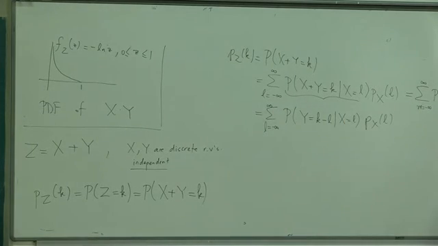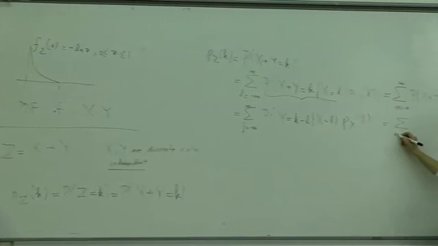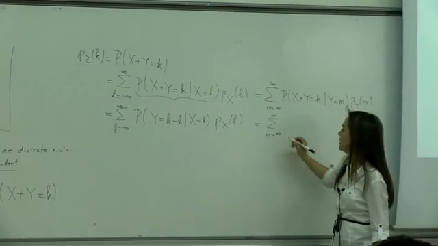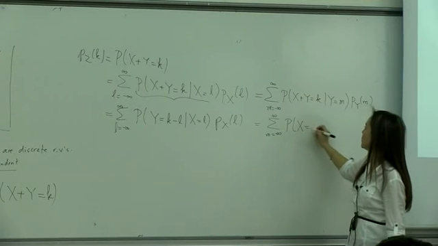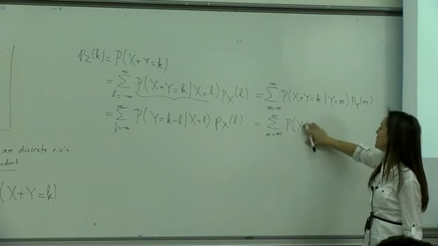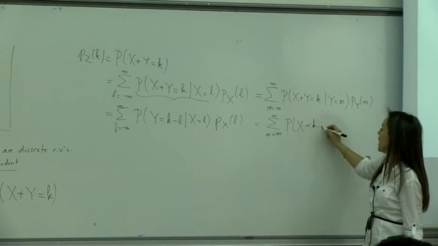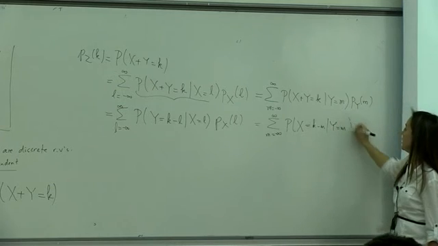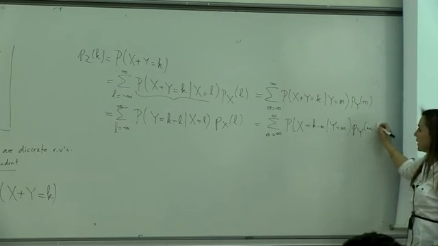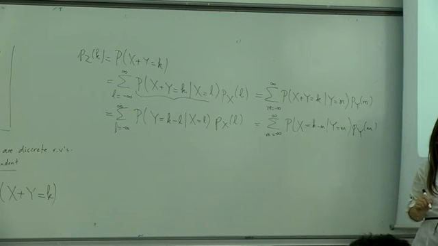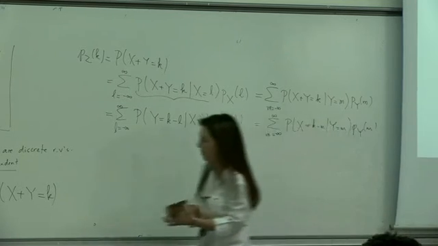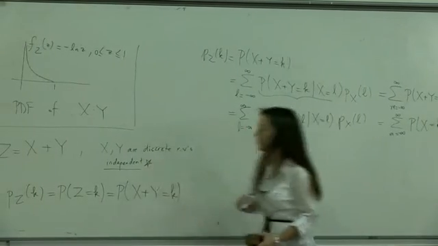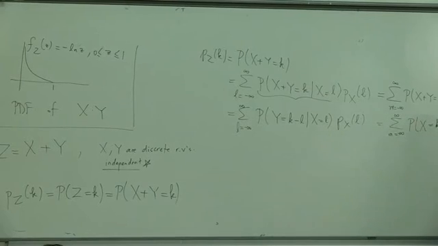Any problems? I can do the same here if you want. The summation over m from negative infinity to infinity, where x is equal to k minus m given y is m, times py of m. Now what's next? Very important step. I will use the fact that the two random variables are independent.